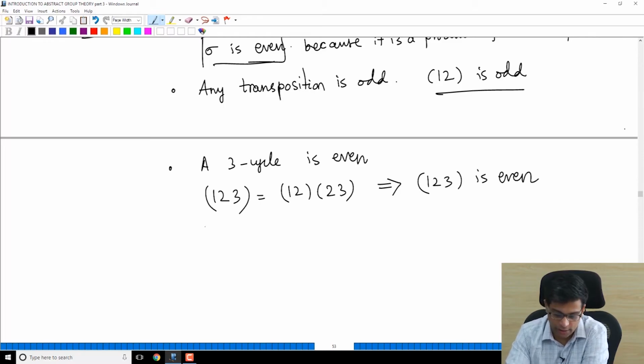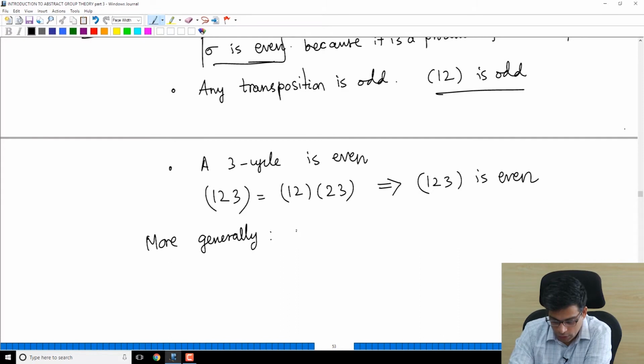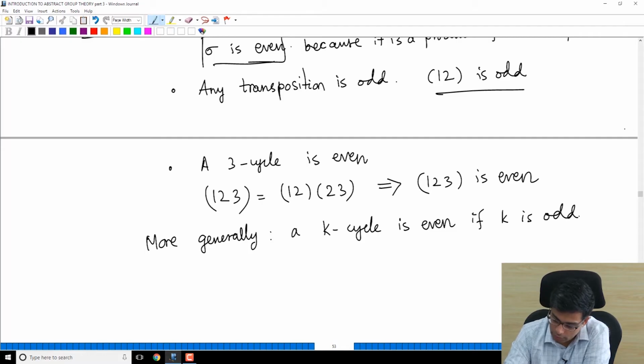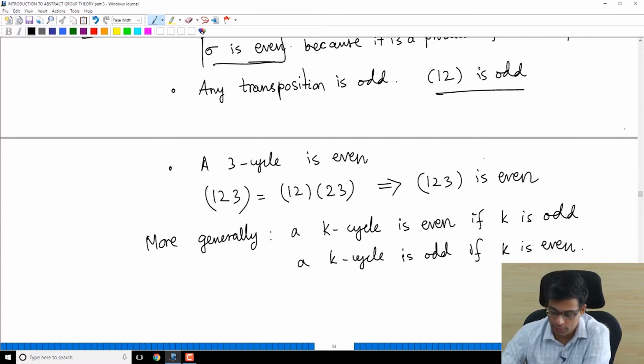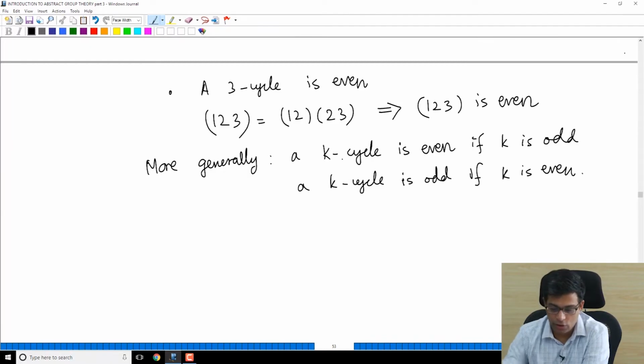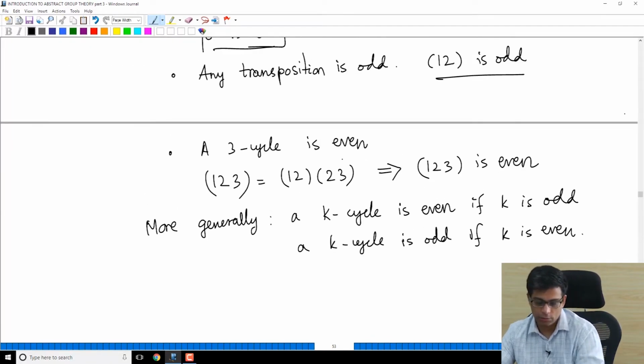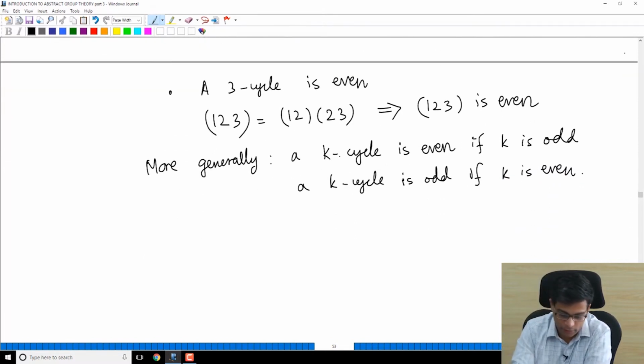Of course, this is true for any 3 cycle. More generally, a k cycle is even if k is odd, and it is odd if k is even. So this is a confusing situation, but it is clear, right? We saw earlier that a 2 cycle is odd because a 2 cycle is a transposition. A 3 cycle is even. Okay, 3 is odd, but a 3 cycle is even. Why is this?